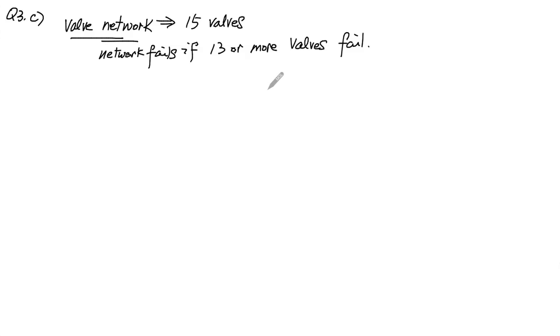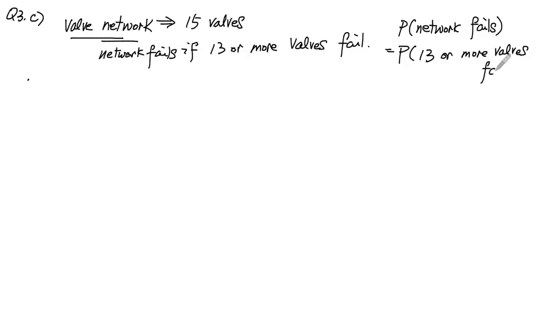And what are we trying to find here? Determine the probability of the valve network failing. So what we want to find is the probability that the network fails. So the first thing I notice is that the network fails if 13 or more individual valves fail.